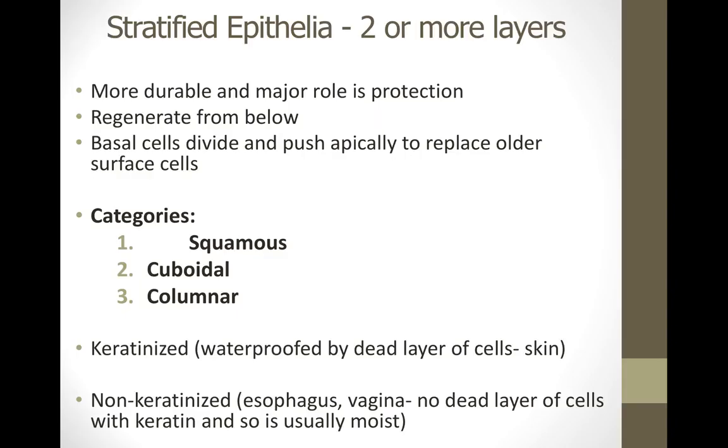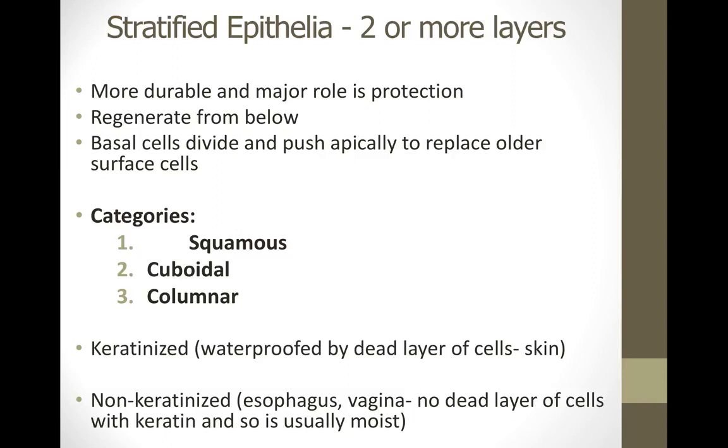Now, if you have multiple layers of epithelial cells stacked on top of each other, you get a tissue type called a stratified epithelium. Again, this represents two or more layers of cells stacked on top of each other. The most important function associated with a stratified epithelium is protection. By just thinking about this, if you have multiple layers of cells stacked on top of each other, there are more levels of protective function associated with that.